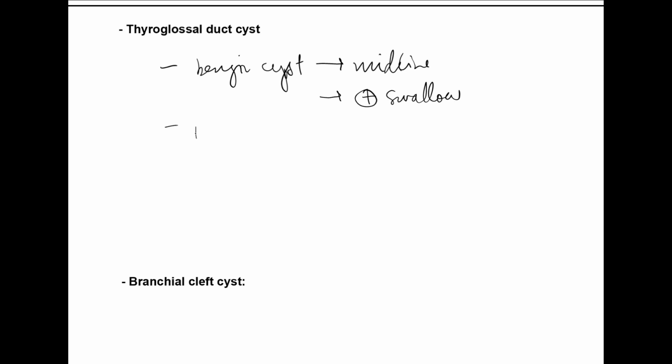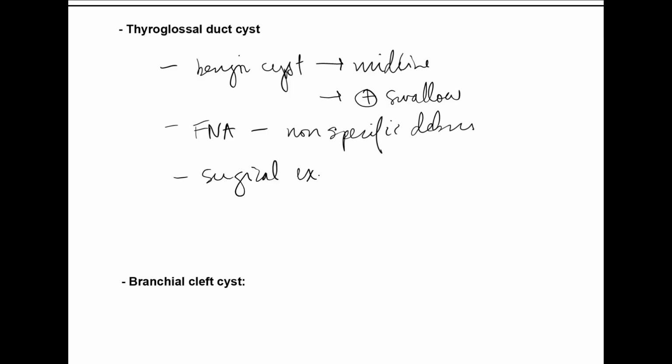If one does a fine needle aspirate, one will only get non-specific debris because there's no cells to pull out. And in a young person with a benign cyst and a negative FNA, you can just do a surgical excision to remove it. It's going to be midline down to the level of the thyroid.